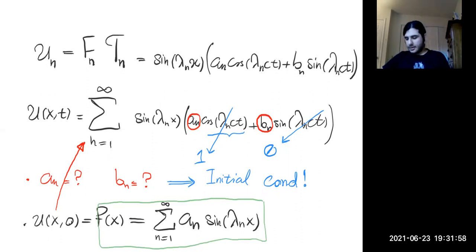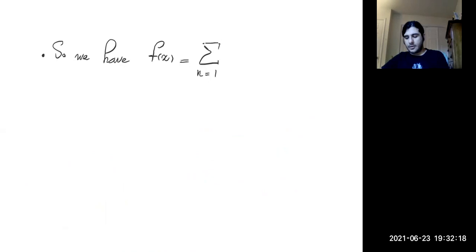We have done this thing a few times. I'm going to repeat that. So let's write down this equation. We have the function f of x, which, remember, is given, is equal to this infinite sum. The sum where n goes from 1 to infinity, an, all of these numbers an are unknown. We want to solve this equation to find them. Sine of lambda n x.